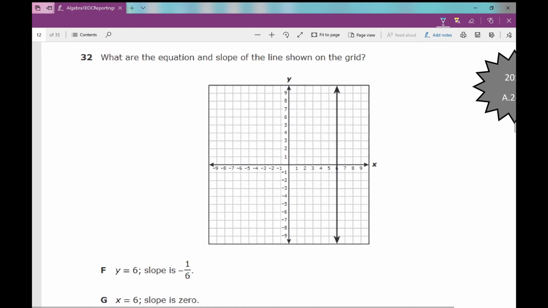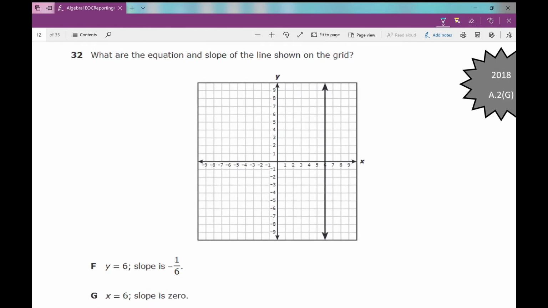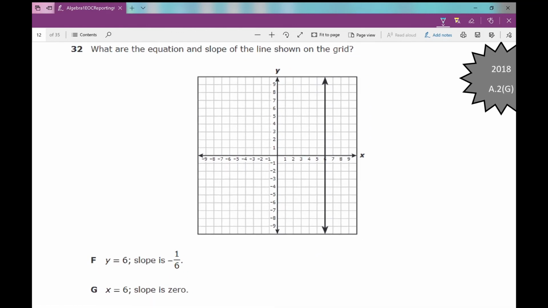Okay, moving on, number 32. What are the equation and slope of the line shown on the grid? You need to know the slope of a vertical line is undefined.